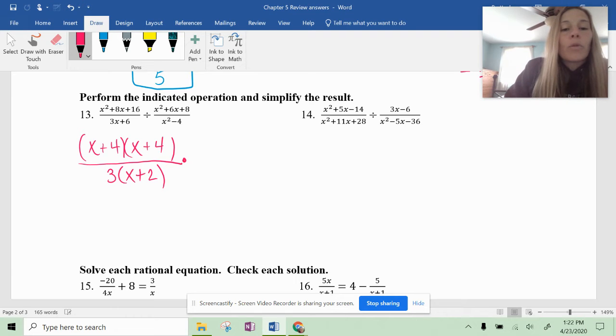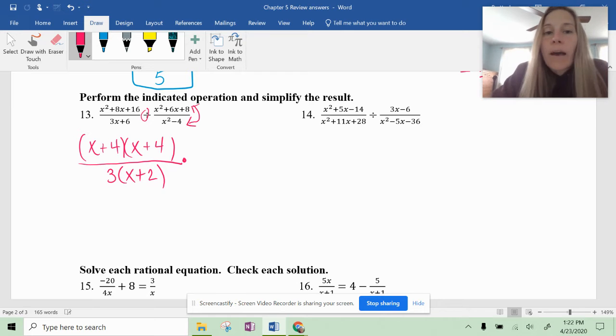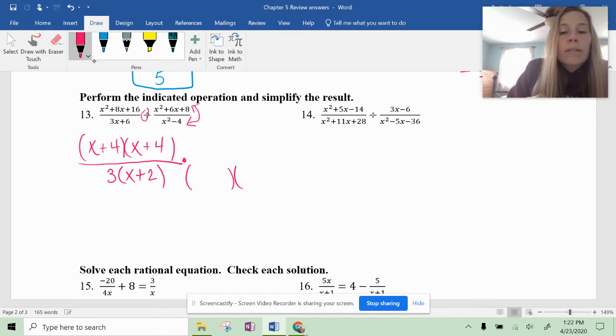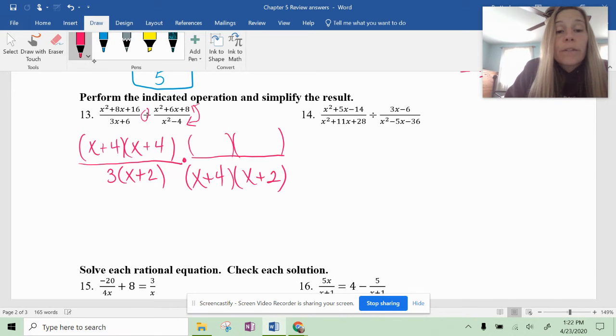I'm making my sign multiplication now, and now these two I will put on the opposite side when I factor them. So the x squared plus 6x plus 8, I'm going to factor and put on the bottom. So the two numbers that multiply to get 8 that add to get 6 are positive 4 and positive 2. And then the x squared minus 4 is a difference of two squares. So it's going to be a plus 2 and a minus 2.